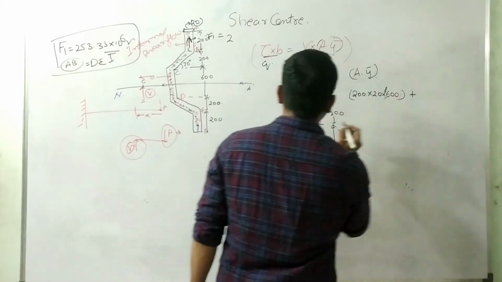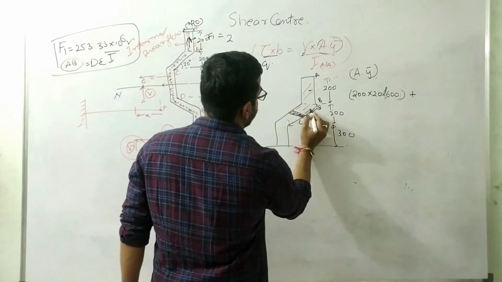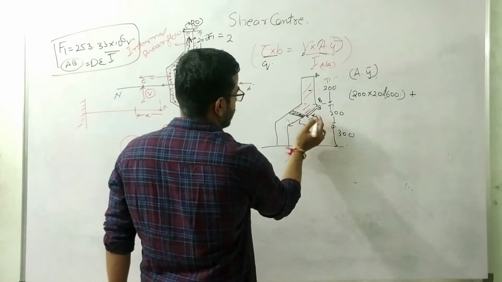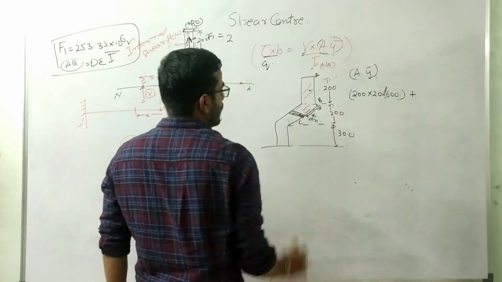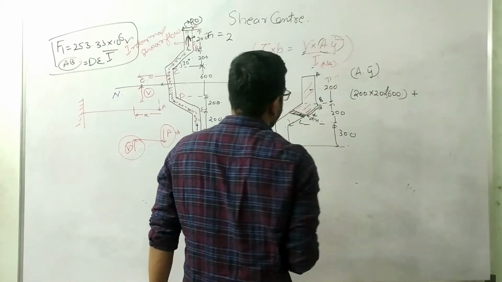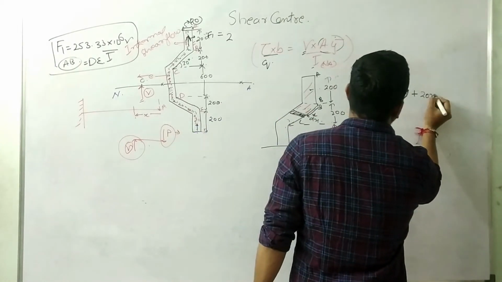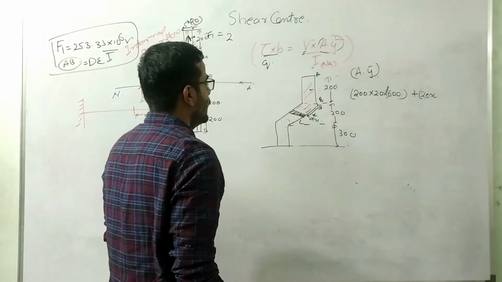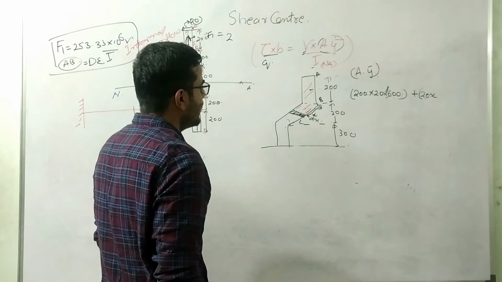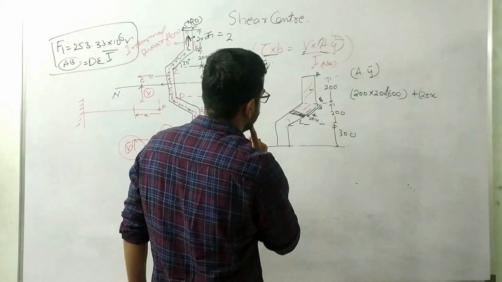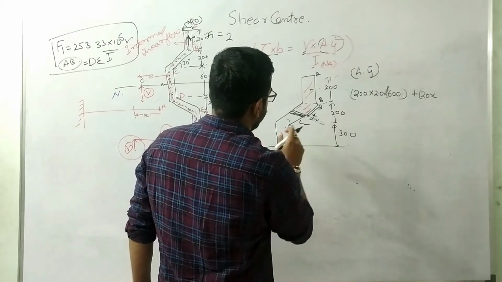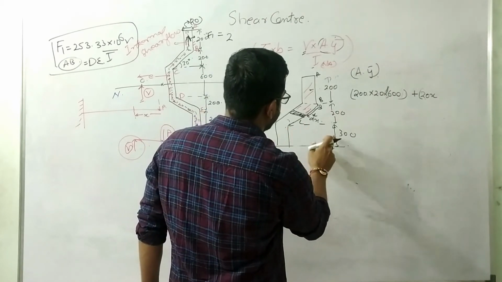Plus, now I need to calculate AY bar for the X portion. For this, the area is nothing but 20 into X, and the centroid of this will be, this is 500.